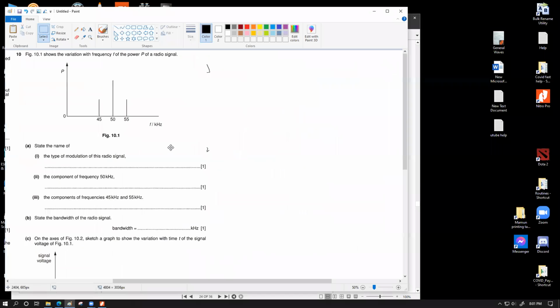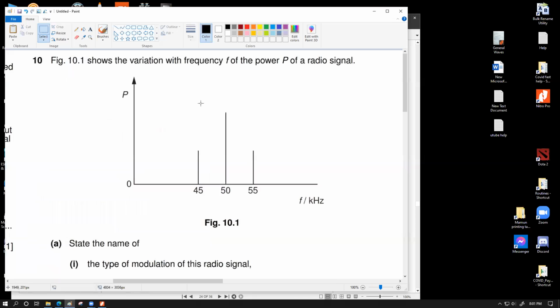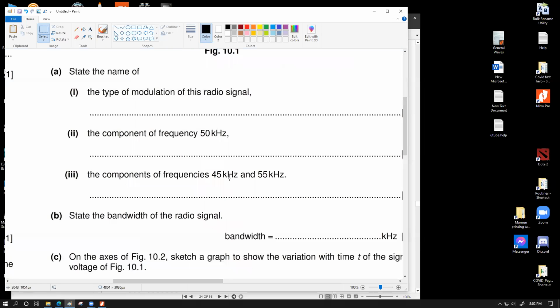Okay. So let's have a look at the content of this question. Figure 10.1 shows the variation of frequency of the power of a radio signal. So we have only 3 spikes, which means the information signal was a single frequency information signal. There was no quality in this because we only have 3 spikes. This is the carrier wave frequency. This is what is called the sidebands, and the whole difference is bandwidth. Half difference is the maximum signal frequency component of the information signal, which in this case is only 1, because there is only 1 frequency, because we have 3 spikes.